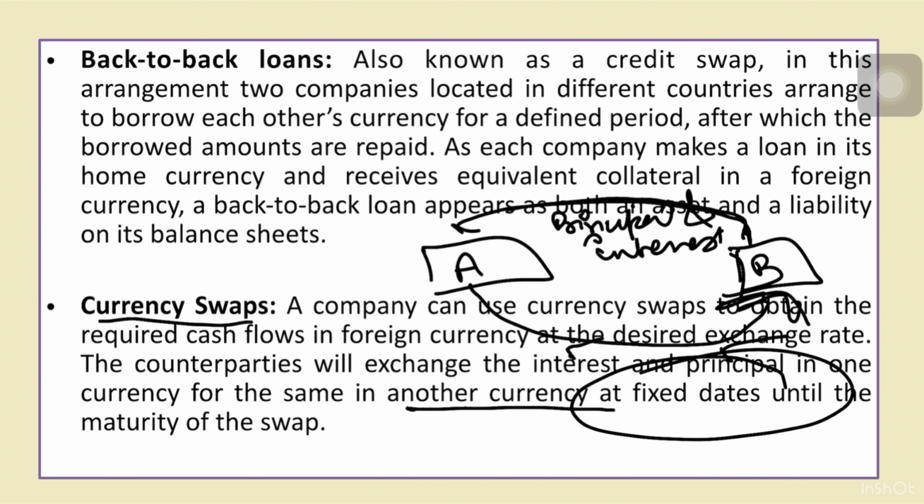B is going to swap and it's going to pay in the currency of A, okay, and A is going to make the payment of principal as well as interest in B country's currency, right? I hope this is clear to you guys.